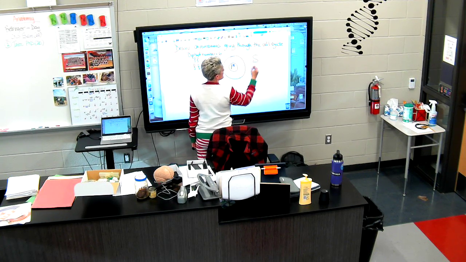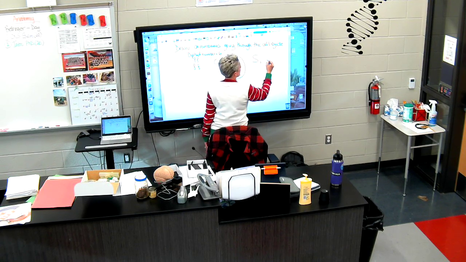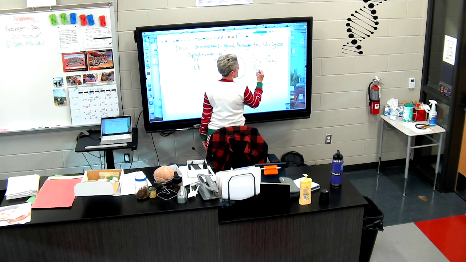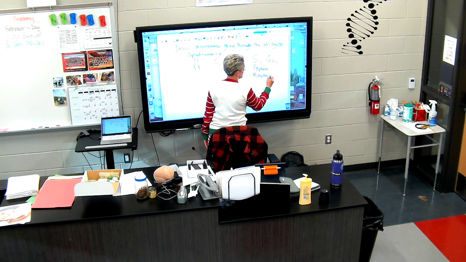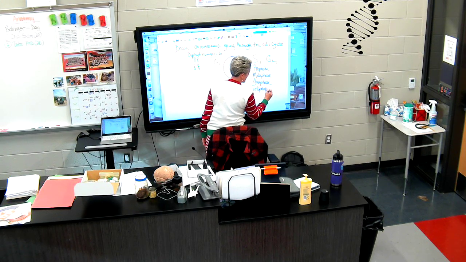Next you're going to show me S. What do these look like in the S phase? This is when they copy themselves. What will they look like during G2? What will it look like during prophase, metaphase, anaphase, telophase, and finally cytokinesis?